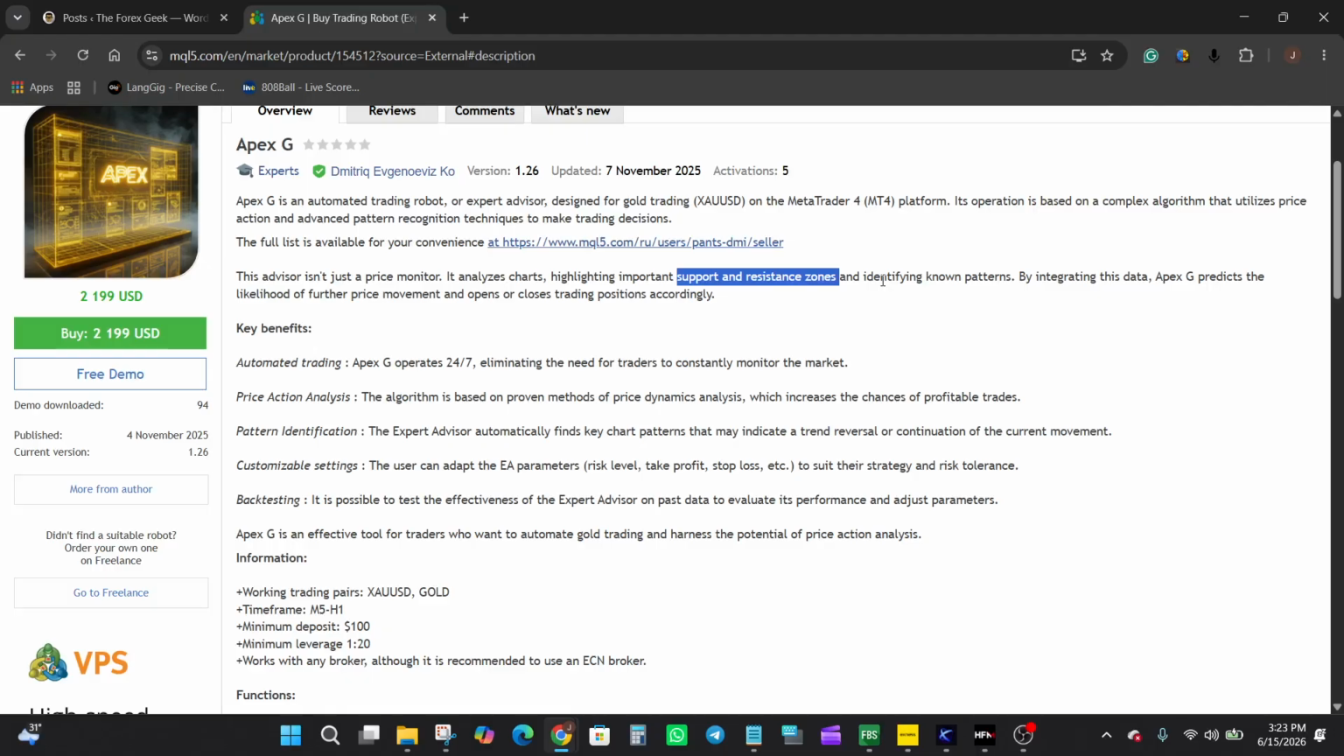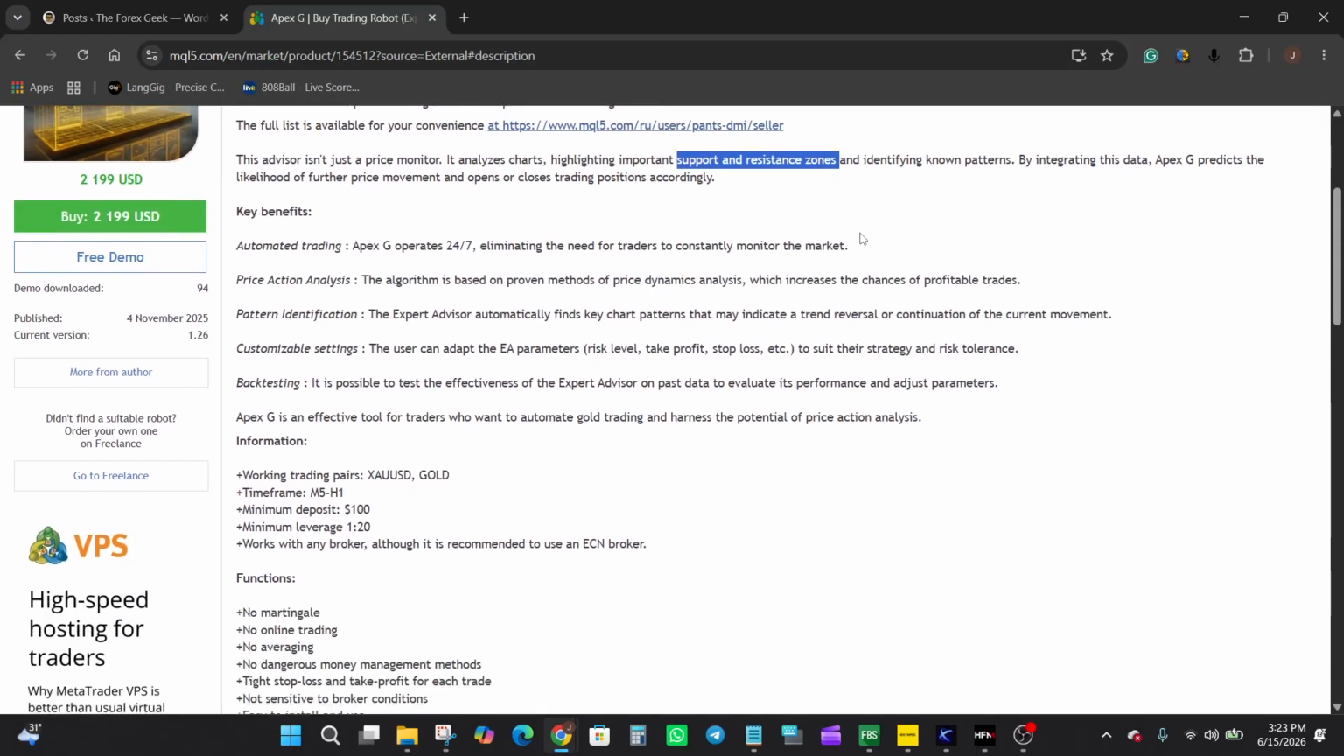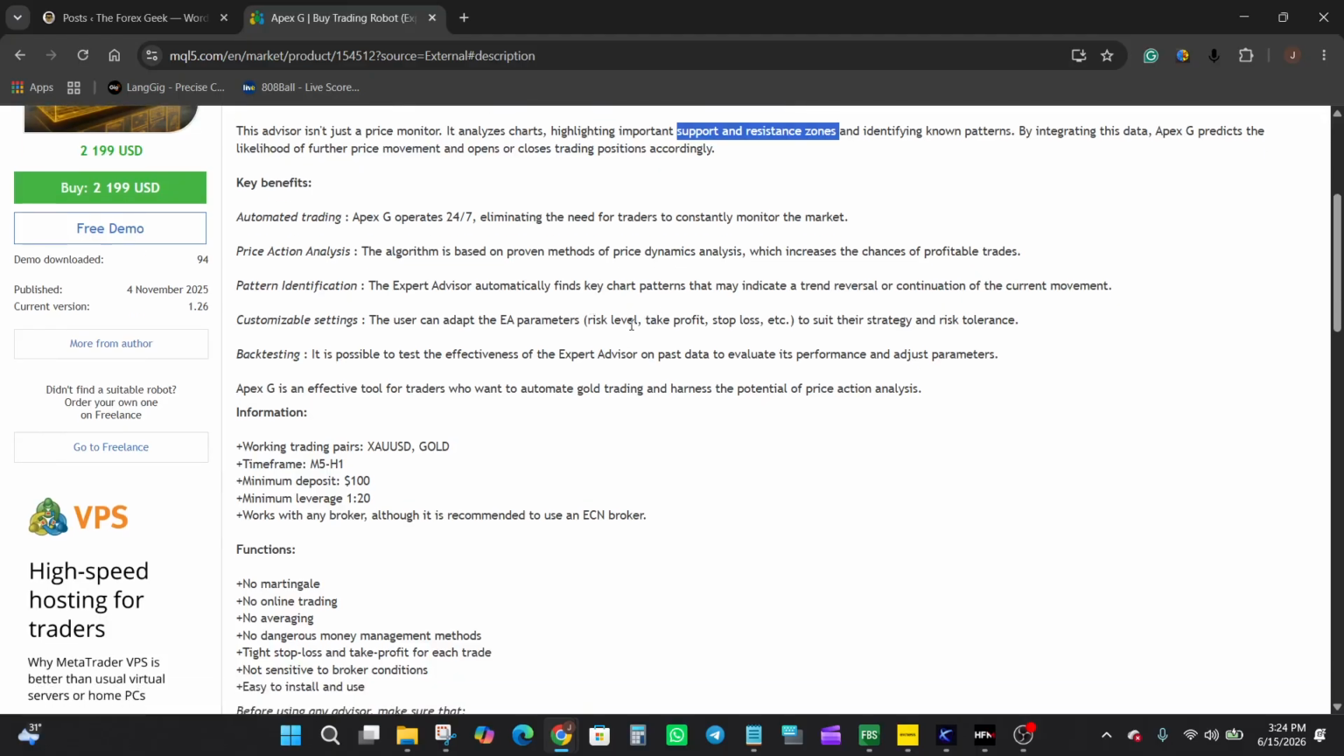One feature worth highlighting is the level of customization available. The description mentions that users can adjust parameters such as risk settings, take profit levels, and stop loss values to better align the EA with their own preferences and risk tolerance. Having that flexibility can be useful because traders often have different approaches to position sizing and risk management. The product page also emphasizes that Apex G includes backtesting functionality, allowing users to evaluate performance on historical market data and make adjustments where necessary before deploying the EA in a live environment.